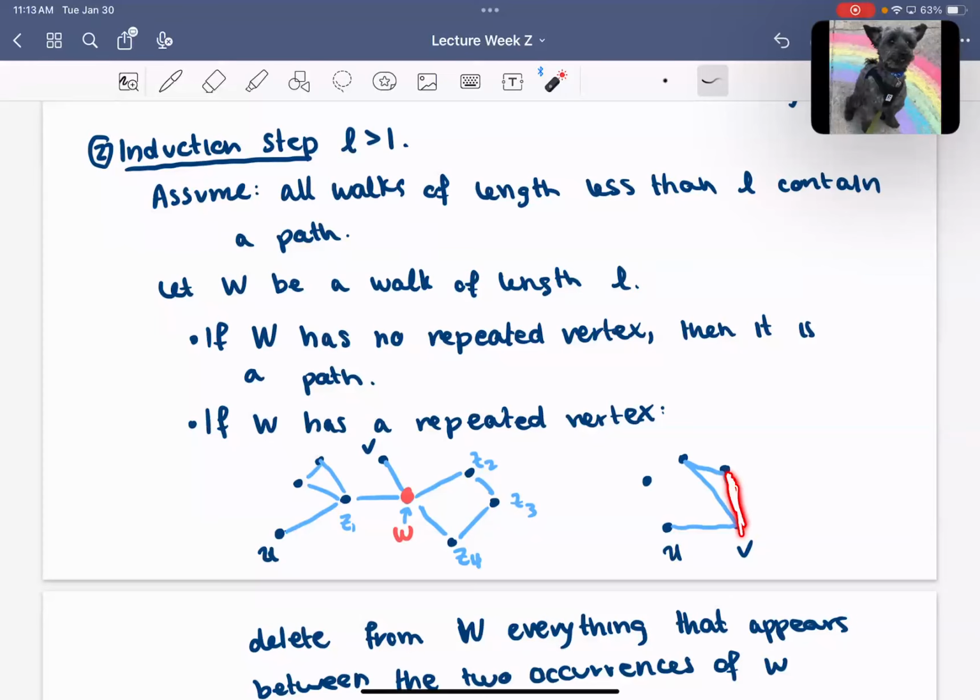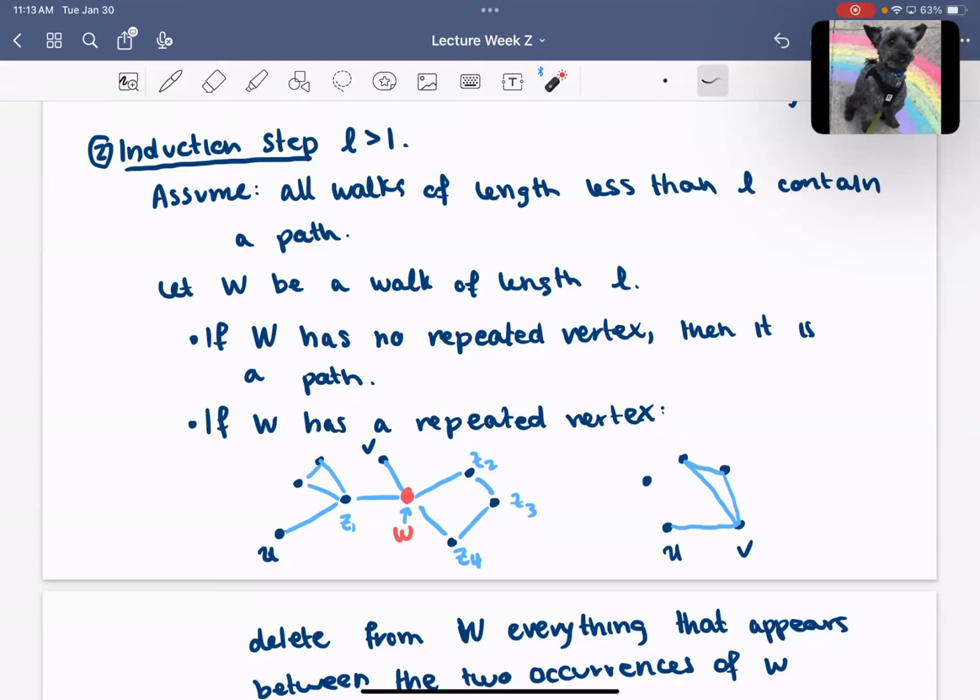Like you do the same thing, but only including the walk from U to the first occurrence of V. Maybe. I think that could work. Yeah. Yeah, good. Okay, other questions?